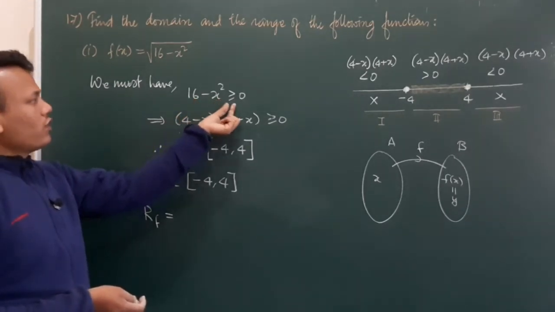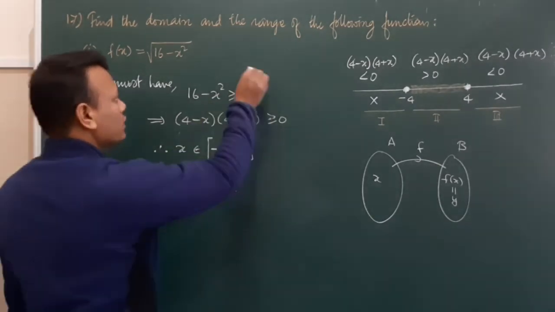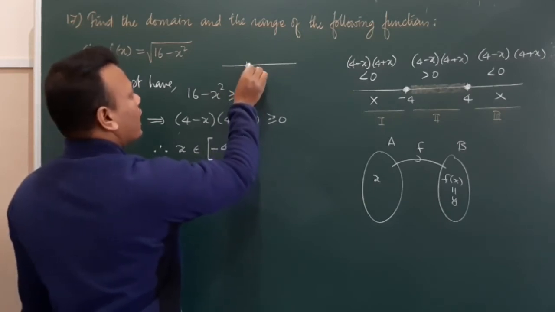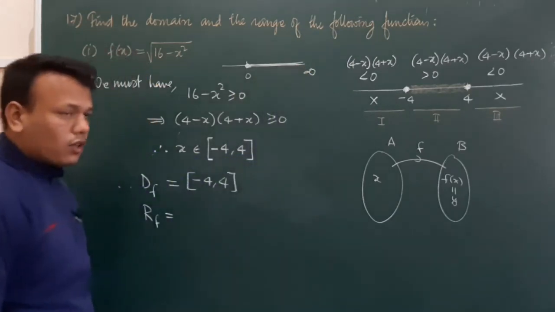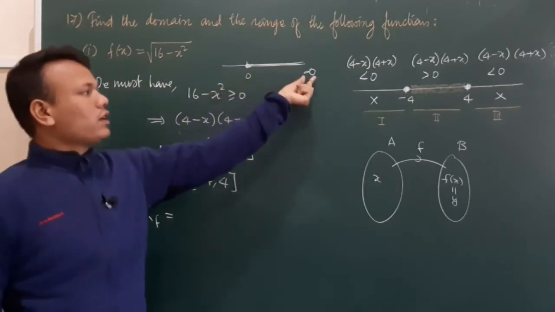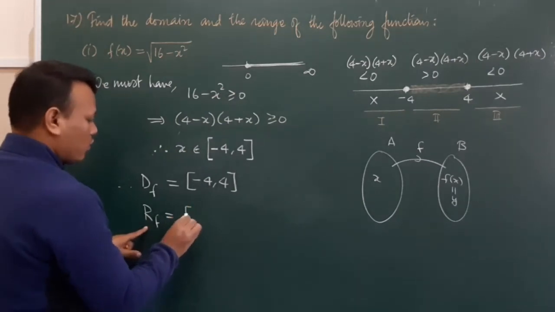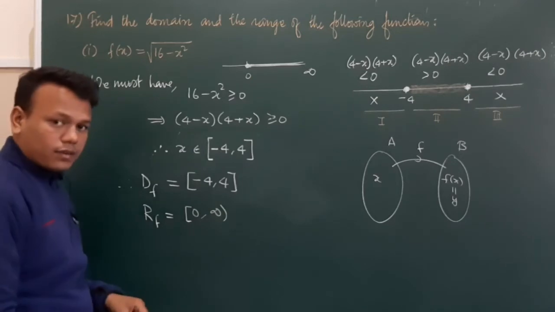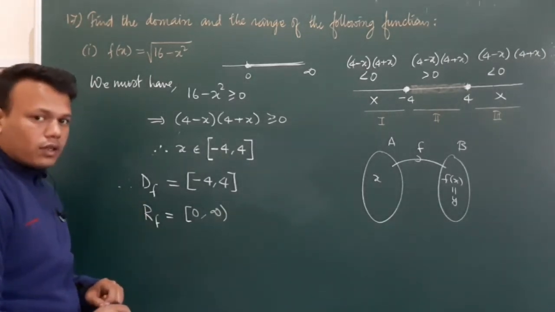And f(x) is always positive, greater than or equal to 0. Greater than or equal to 0 means 0 is included. So if this is my 0, 0 is included and it continues to end up with infinity. So f(x) takes any value in between 0 to infinity. So that's why my range will be equal to closed interval, starting with 0 and ending up with infinity. Alright, is the question clear to you? So pause the video and note it down.